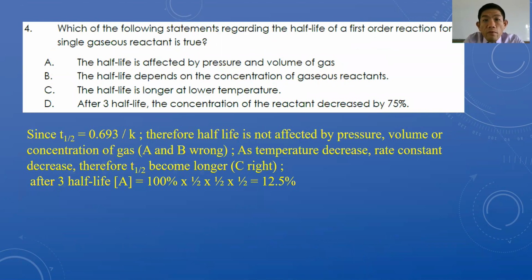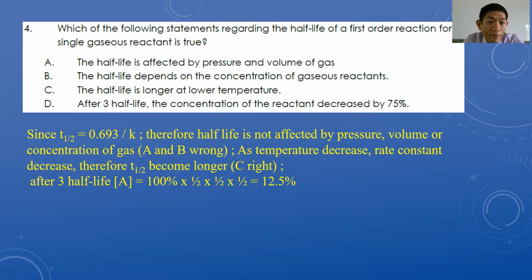And then for number 4, which of the following statements regarding the half-life of a first order reaction for a single gaseous reactant is true? A, half-life is affected by pressure and the volume of gas, which is incorrect because half-life is only affected by the rate constant. B, half-life depends on the concentration, which is also incorrect. As I mentioned just now, it also depends on the temperature. C, half-life is longer at a lower temperature, which is true because when you have a lower temperature, the rate constant also decreases, therefore half-life becomes longer.